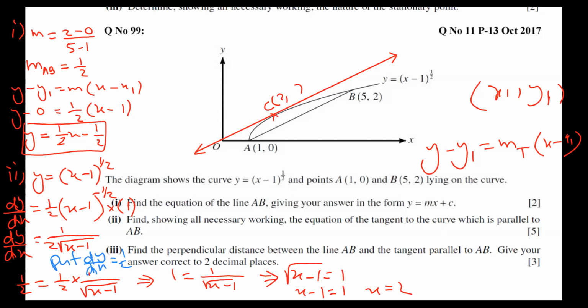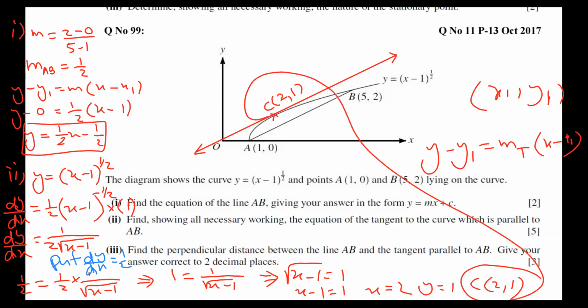Now I need a y coordinate. How to get a y coordinate? Y coordinate is very simple. If I replace this in the equation of the curve, when 2 minus 1 is 1, root 1 is 1. So I got a 1. So the C coordinate I get is 2 comma 1. I copied it at the top. Okay. Now it is very clear.